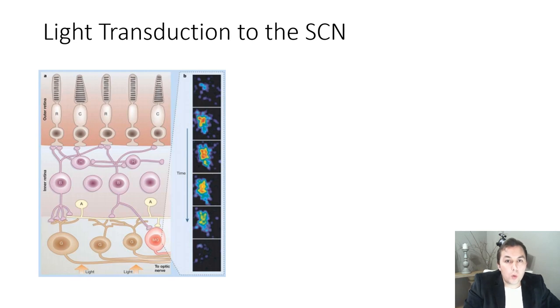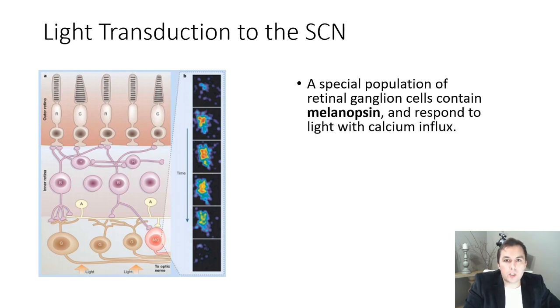I want to say one more word about melanopsin. Melanopsin was discovered only about 15 to 20 years ago. It is found in a special population of retinal ganglion cells, which respond to light with a calcium flux. Here you can see a flash of light, and as time progresses, you can see this activation, which is shown by this red and yellow in these retinal ganglion cells.